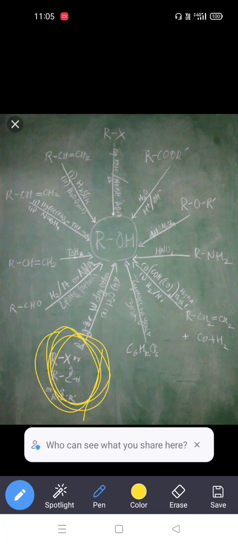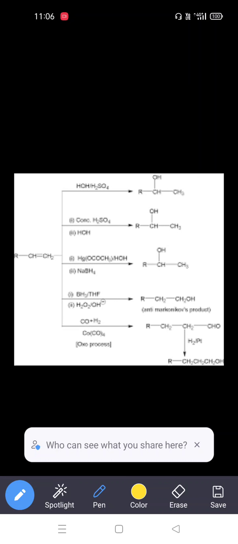So let's start with this type of preparation, alkenes. From alkenes, how to prepare the alcohols. So these are the alkenes, and this is alcohol preparation from alkenes. Okay, we start with the hydration process.